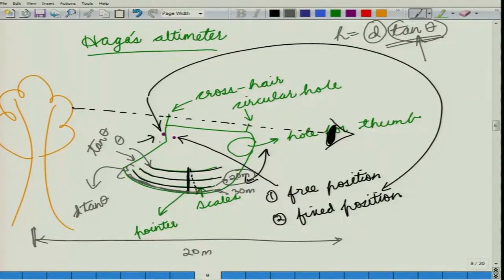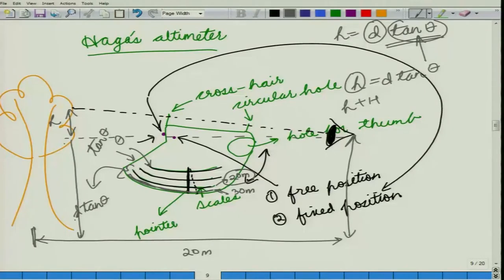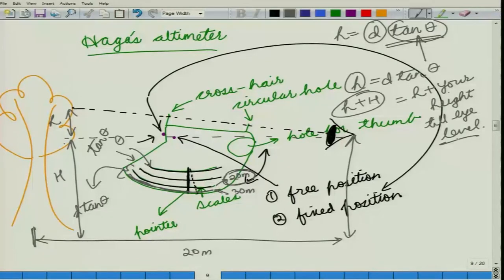Now this height would be the height of the portion of the tree that is above your eye level, and you can add your height to it to get the height of the tree. So basically what you are getting is h equal to d tan theta, but this h is this height. You need to add your height to the figure to get H plus h. So this was small h, this one is your capital H. The height of the tree is H plus h. So, you just need to take readings from your device for the same scale, 20 meters, and add your height till eye level. In this way, you would directly get the height of the tree.